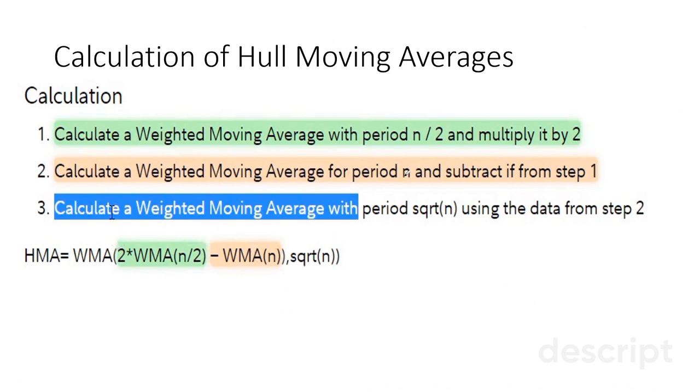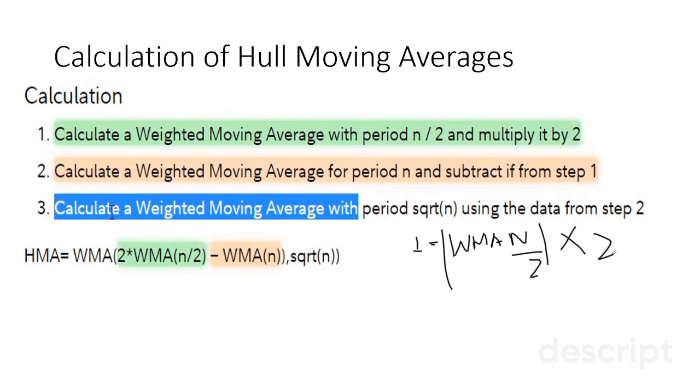The formula is very simple. The formula works in three verticals. The first vertical: you have to take the weighted moving average of the period, divided by 2, n by 2, and whatever figure you get, you will multiply that by 2. So that is the first step.